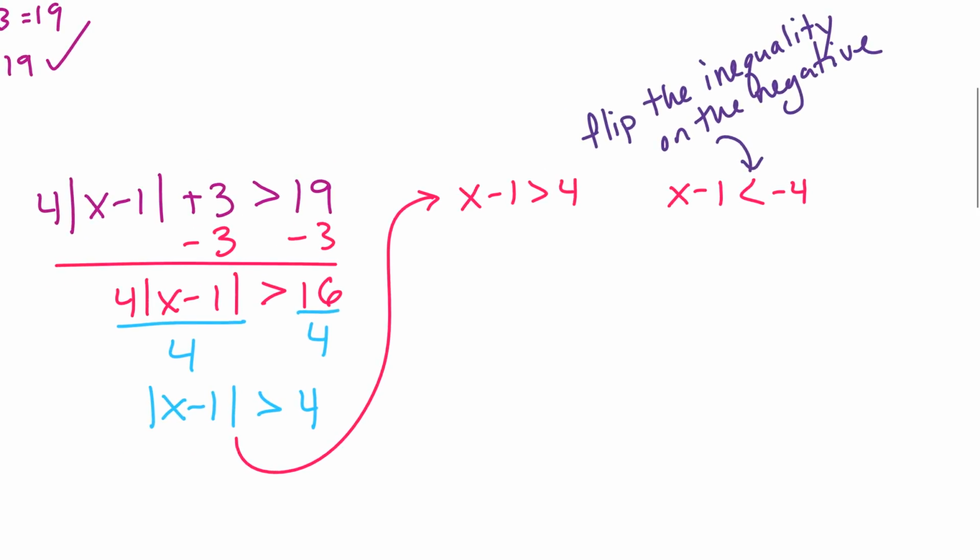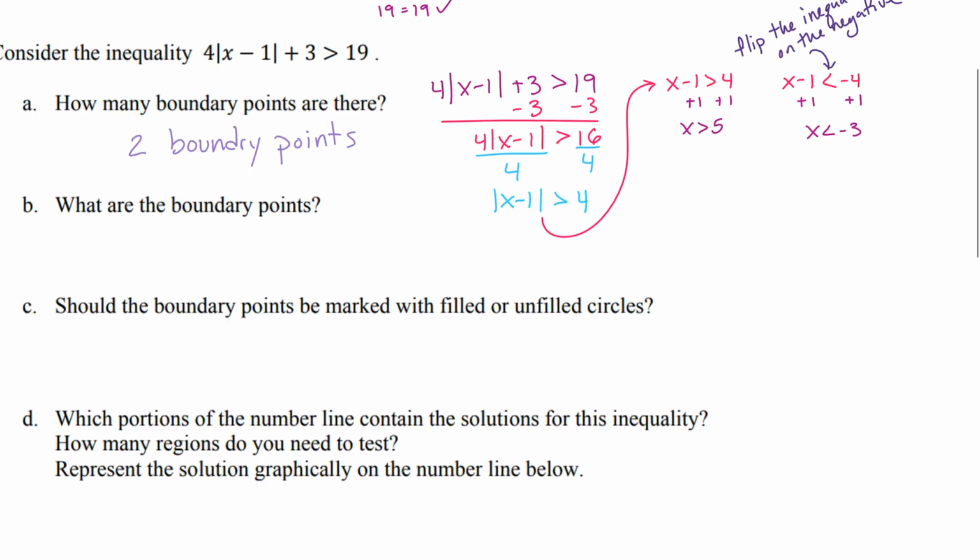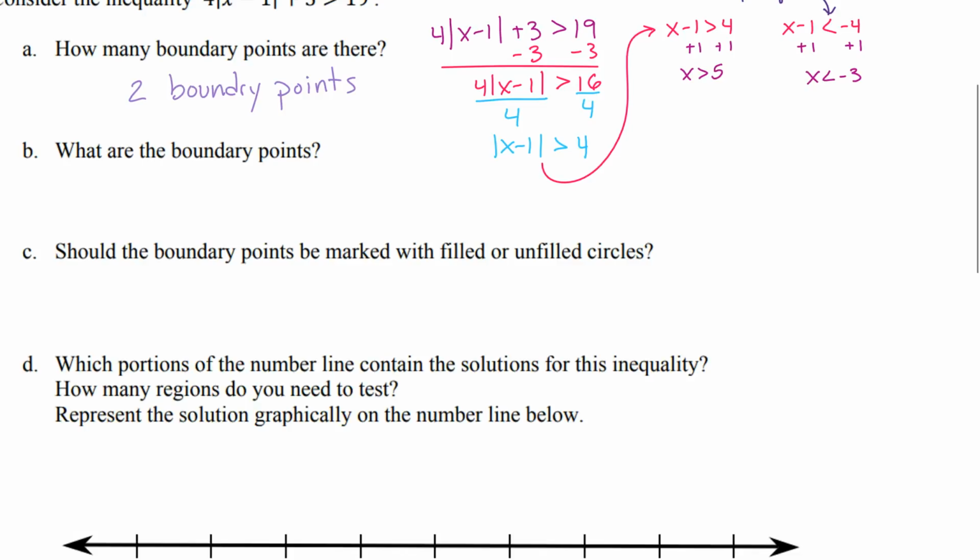All right, now we solve. I add 1 over. X is greater than 5. Add 1 over. X is less than -3. Same numbers as we had before. Instead of checking them like we did in the equations, you have to do something different. So here it says, should the boundary points be marked with filled or unfilled circles? Why unfilled? Unfilled because the boundary points are not equal to.